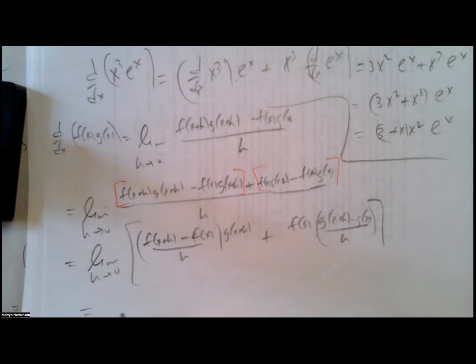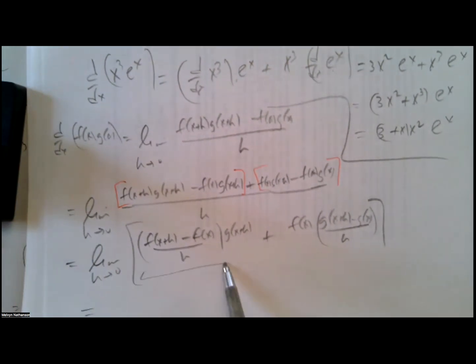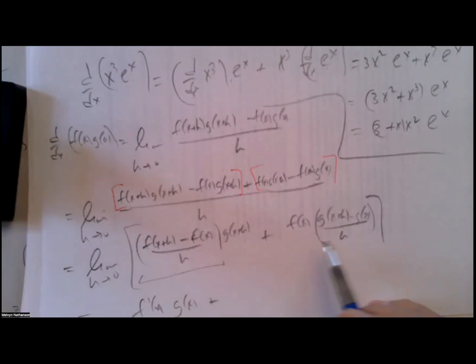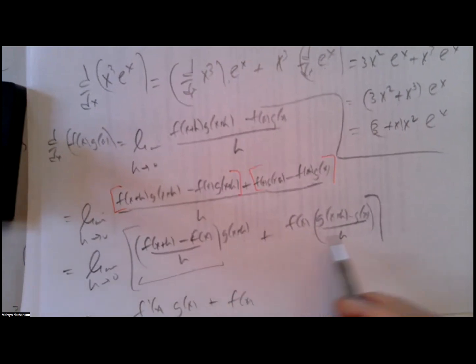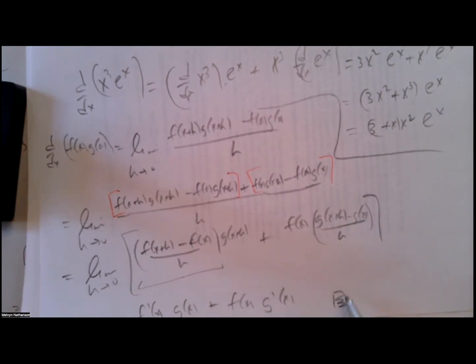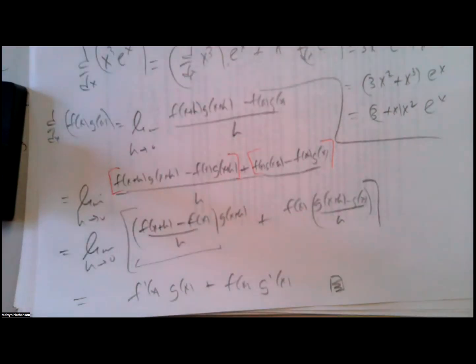Now, what happens as h goes to 0? This is exactly the difference quotient that defines the derivative. This is f prime of x. And as h goes to 0, g of x plus h goes to g of x. And here I have f of x, which doesn't depend on h. And as h goes to 0, this goes to g prime of x. And that's the proof. So that really is a rigorous proof of the product rule.